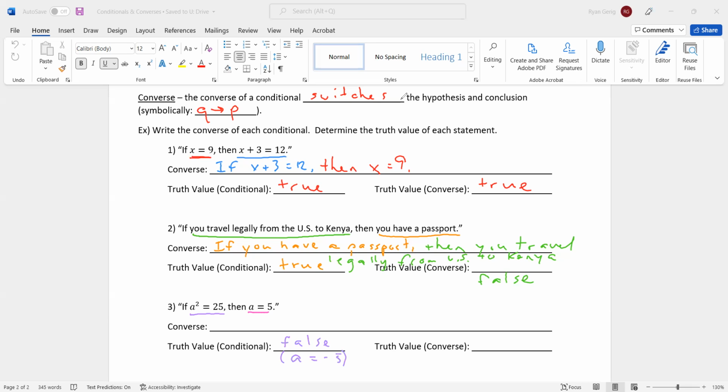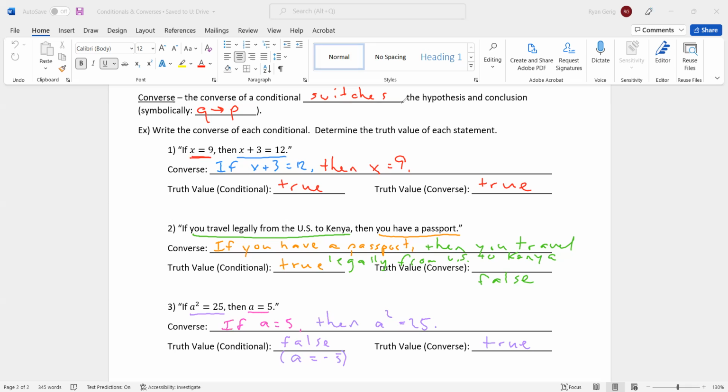So what I'm going to do now is write the converse. If a equals 5, what can I conclude? Then a squared equals 25. Now that statement is true. I'm only looking at when a is 5. So if a is 5, can I conclude that a squared is 25? Yes, I can, because if I square 5, it's going to equal 25 every single time.